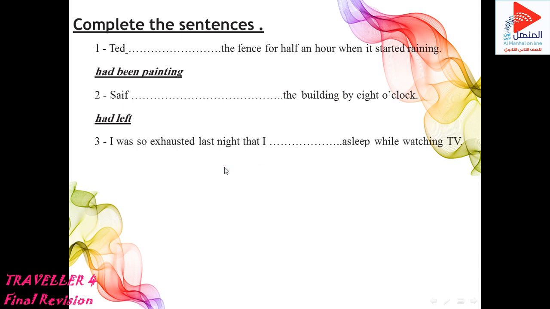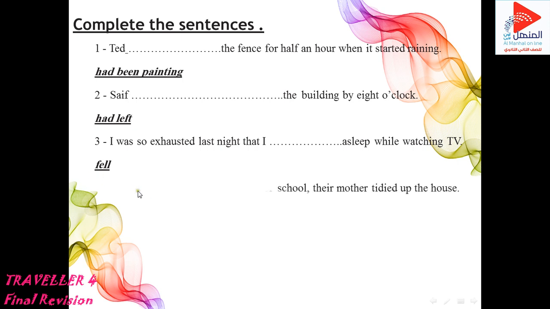Number 3. I was so exhausted last night that I fell asleep while watching TV. So here, this is to emphasize the duration of an action that took place before another action in the past. So I have here fell. Look, we have while here. If you have while in the middle, it must be followed by was watching, with ing. And before it, past simple, fell.